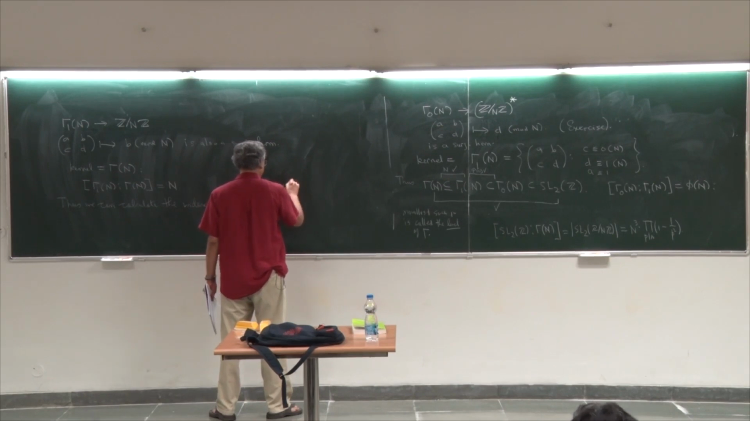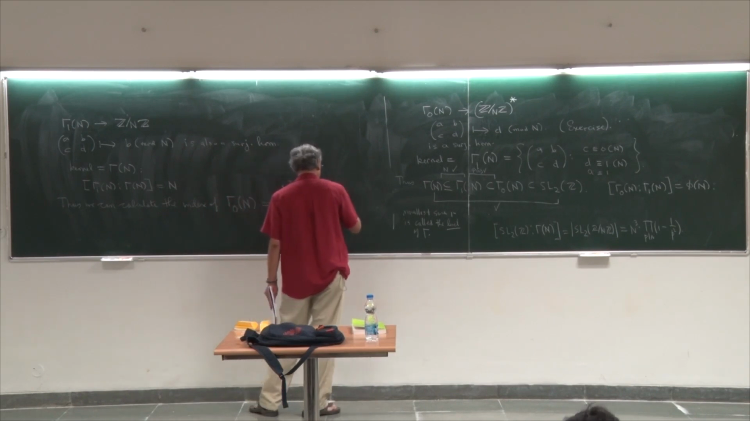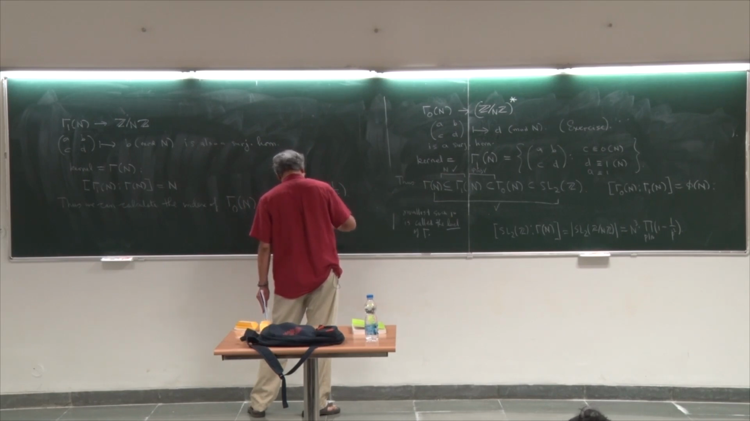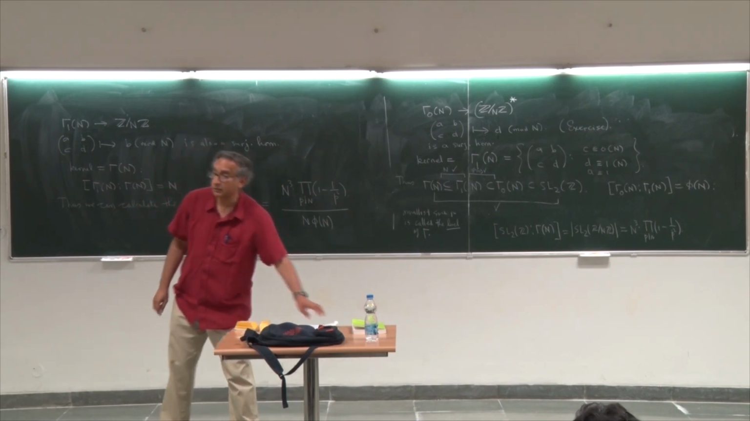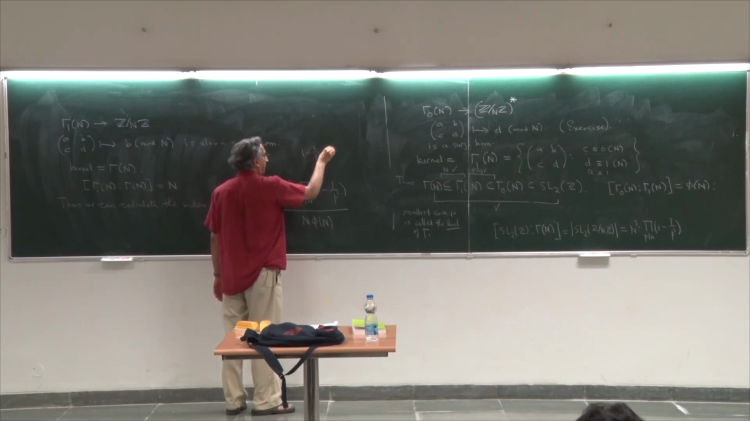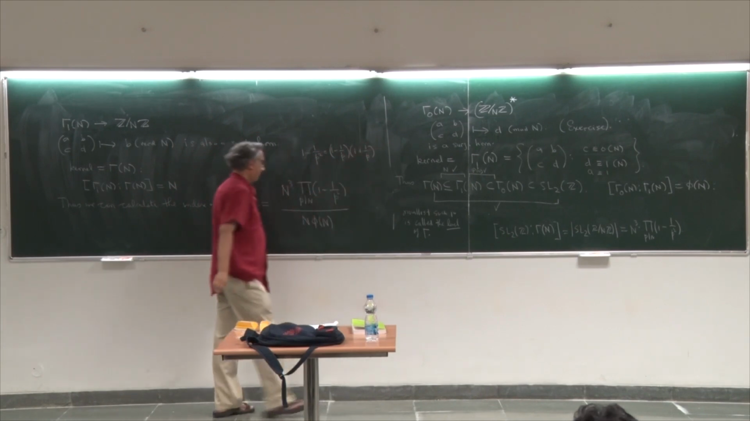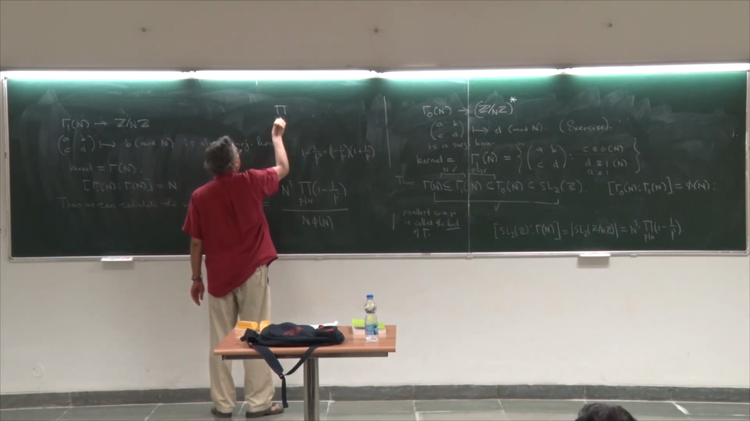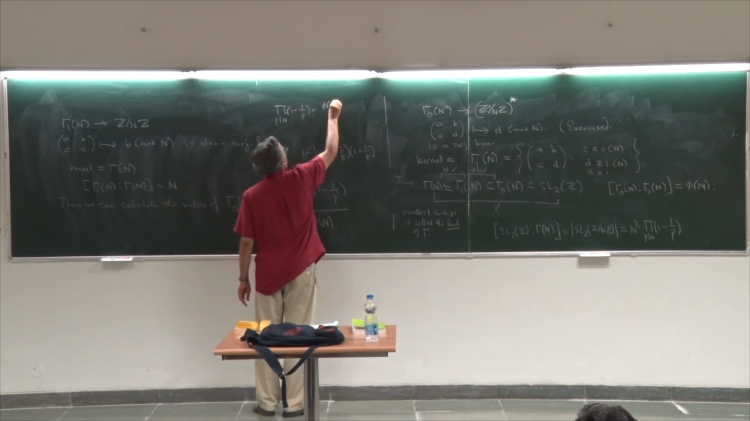n cubed times the product over p dividing n of 1 minus 1 over p squared, divided by n times 5n. And the 1 minus 1 over p squared factors, so this thing factors as 1 minus 1 over p times 1 plus 1 over p. And you'll remember that the product over p dividing n of 1 minus 1 over p is 5n over n.